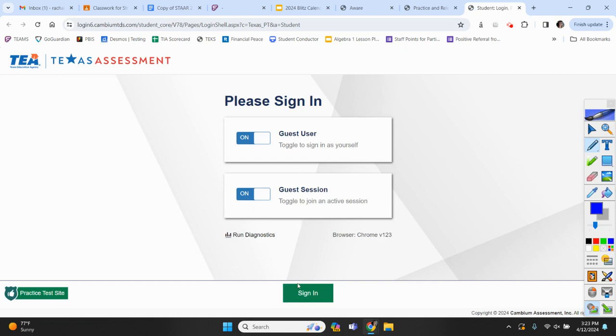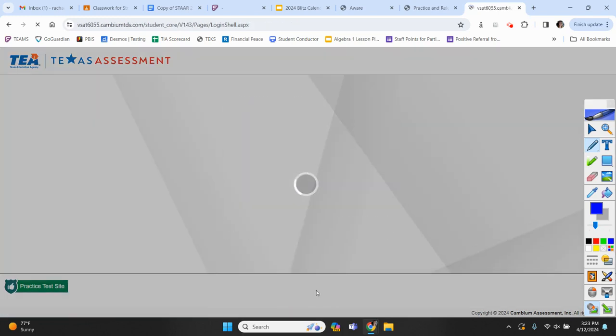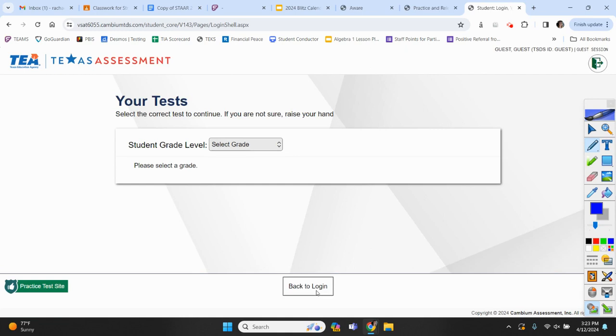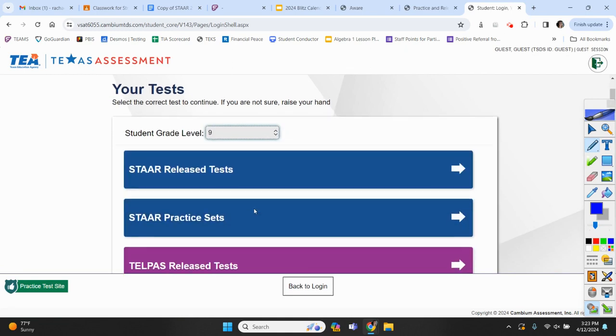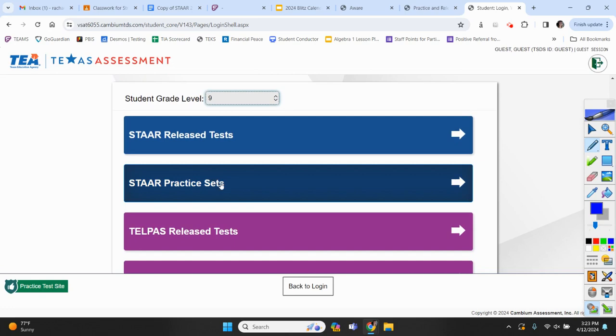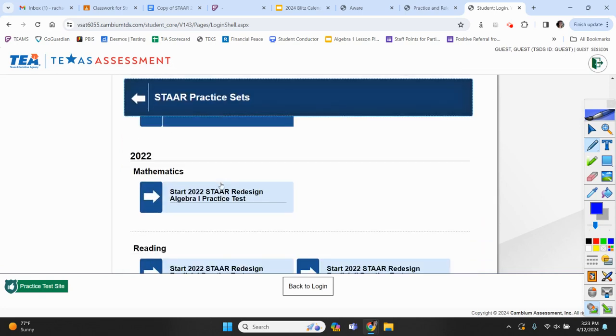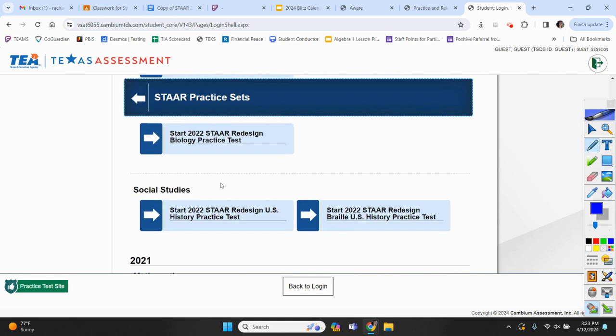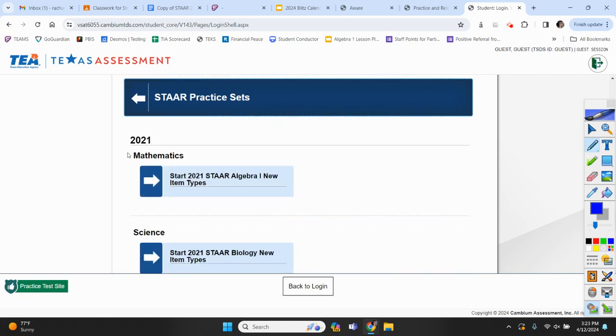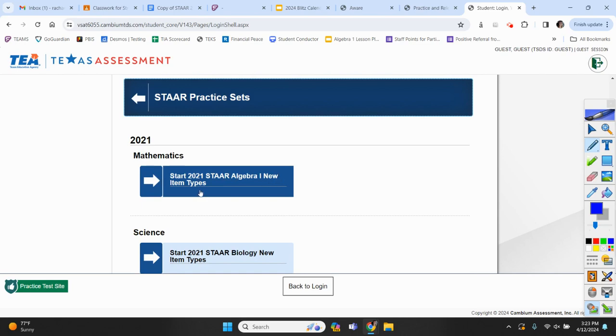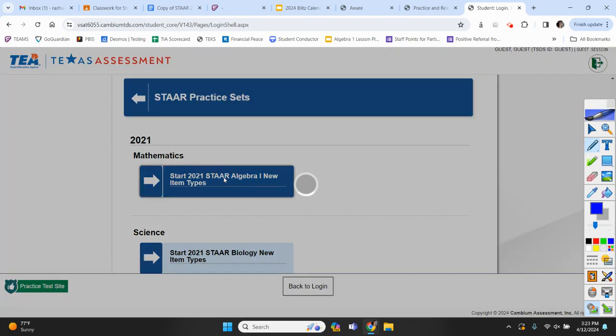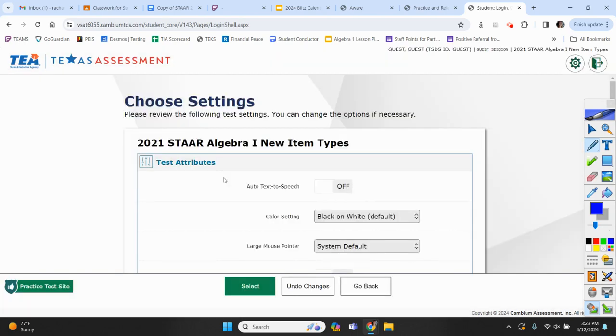You don't have to do any of this stuff. Just go ahead and click on sign in and select 9th grade, STAR practice sets, and then scroll down. We have to go quite a ways to mathematics, 2021 mathematics, STAR new item types. So that's what we are going to be practicing. So this is all of the new item types, nothing that is multiple choice.